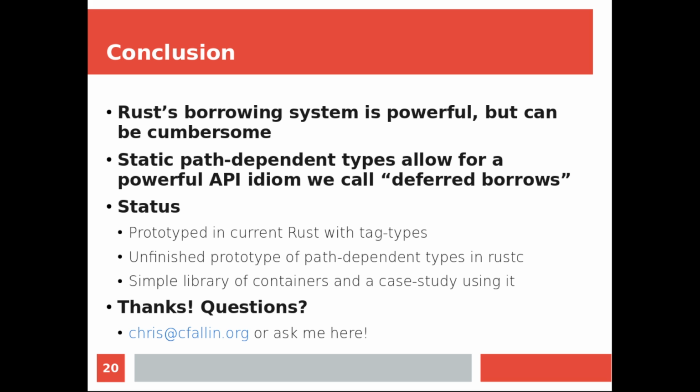That's it. That's all I have time for today. There are more details, of course, including a qualitative evaluation consisting of some case studies in the paper. As for current status, there is a prototype using tag types in current Rust, that is without the path-dependent type additions, that I will release. I also began to build support for true path-dependent types in rustc, but this work is unfinished, and it's probably best if the idea is discussed further first.